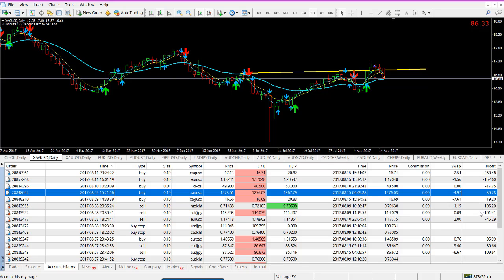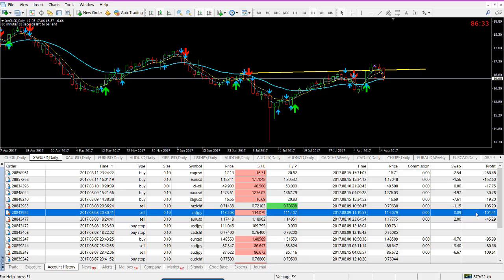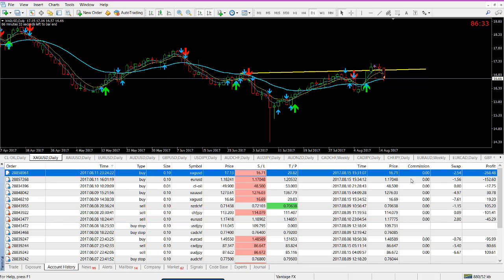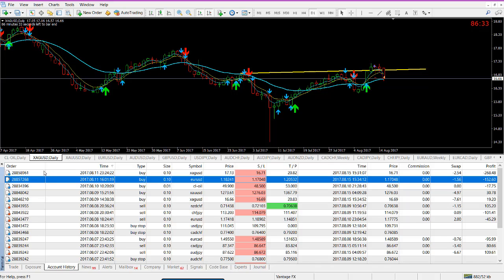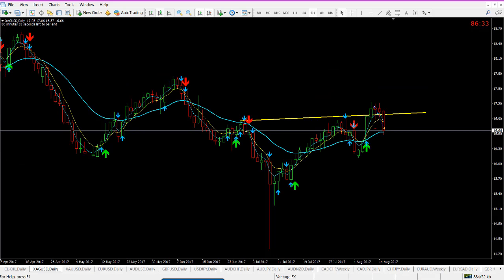Okay, as you can see, these ones I didn't get a chance and I got stopped out, especially these EURUSD and silver. So if possible and the market moves in your favor, move your stop loss to break even and then continue trading. Okay, let's take a look at some other currency pairs.